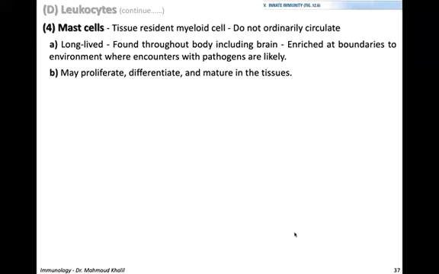The fourth type of leukocyte is mast cells. These are tissue-resident myeloid cells and normally do not circulate. They are long-lived, found throughout the body, including the brain, and enriched at boundaries to the environment where encountering pathogens is more likely. They may proliferate, differentiate, and mature inside the tissue.